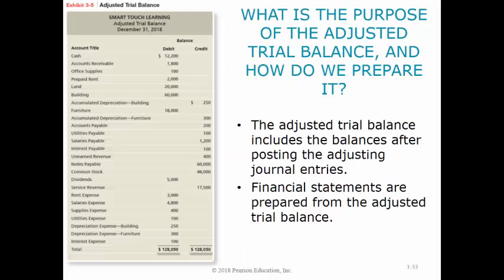The debits are equal to the credits in the adjusted trial balance, which is similar to the unadjusted trial balance discussed in Chapter 2. The information from the adjusted trial balance is used to create the financial statements in the following order: income statement, statement of retained earnings, and the balance sheet. The adjusted trial balance for Smart Touch Learning is shown in Exhibit 3.5.